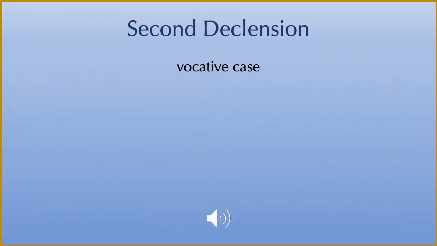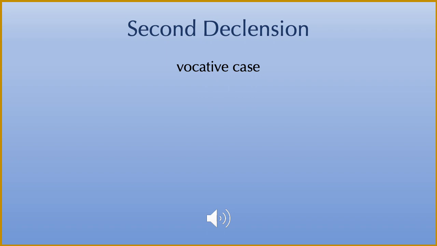One thing which is different about the second declension is the vocative case. The vocative case is used to call or address someone and is usually found with imperatives, that is, commands, or with questions. For example, pirates, don't kill me. The vocative there is the pirates. Another example, Anna, why are you walking alone in the forest? Where the vocative, the person being addressed there, is Anna.